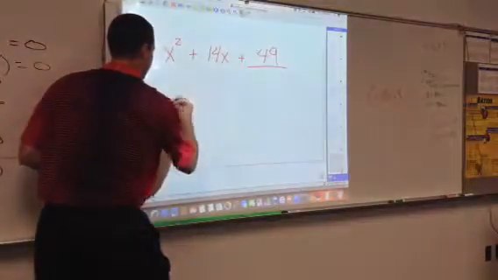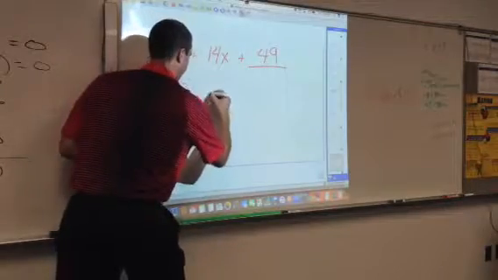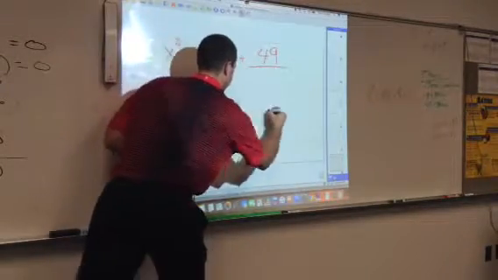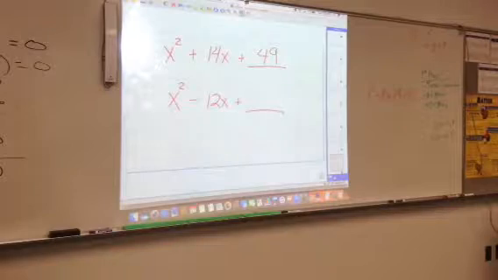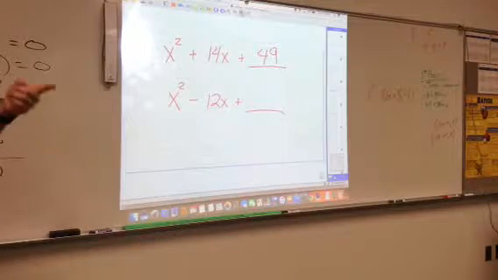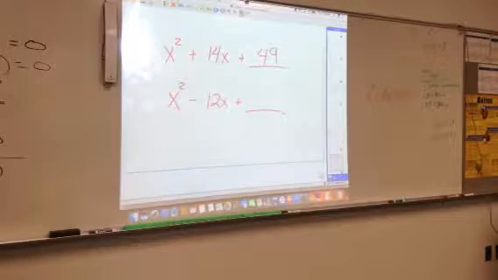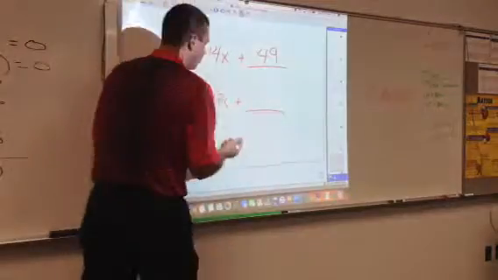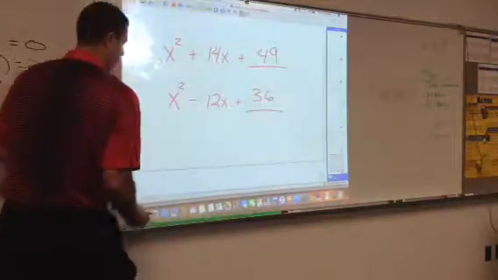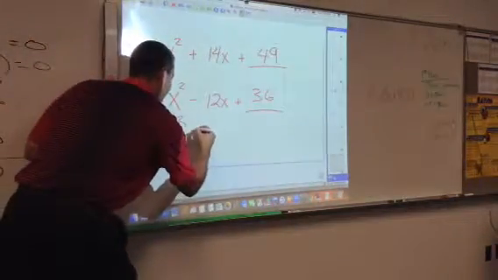X squared minus 12x, 36. Will it ever be negative? No. Why not? Because squaring anything makes it positive, right? Alright. Don't be afraid of fractions.